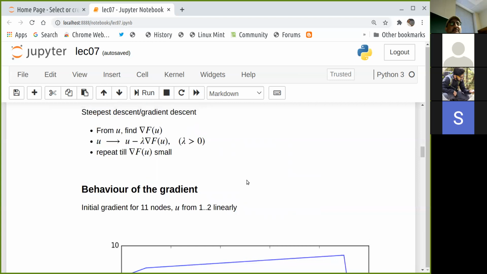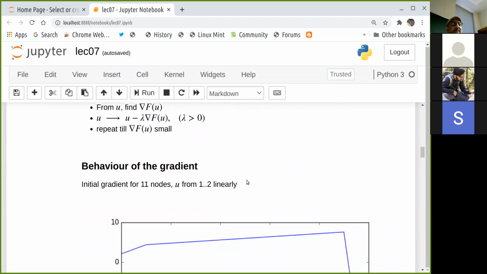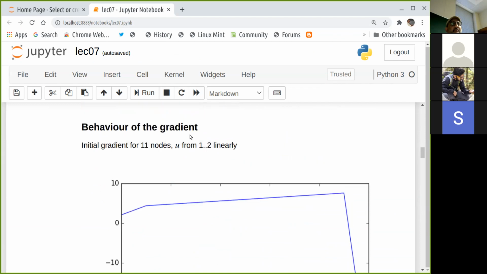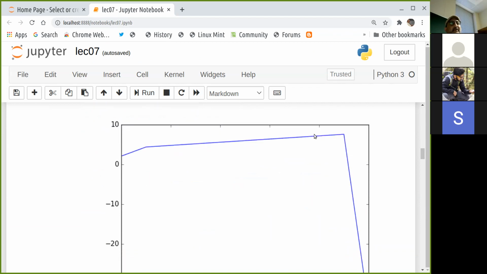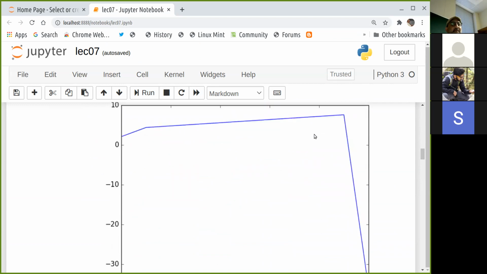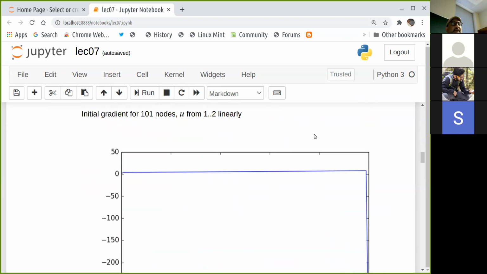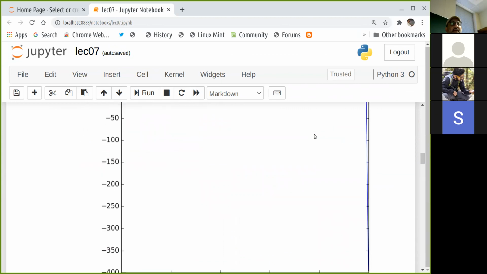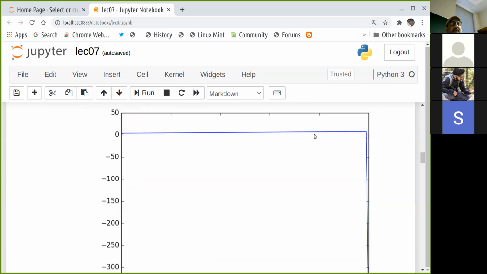Okay, so one thing that we noticed was that the gradients were extremely sharp or spiky. So if I had 11 nodes, I start with u going from 1 to 2. That's my initial estimate. And then I say, okay, the first gradient that I calculate, what does its graph look like? It looks like this. If I have 101 nodes, the graph looks like this. It's extremely sharp.